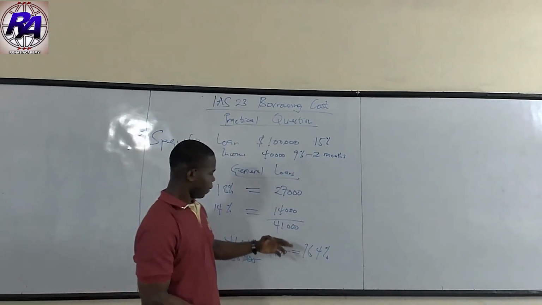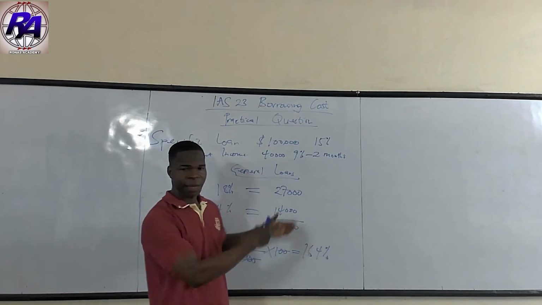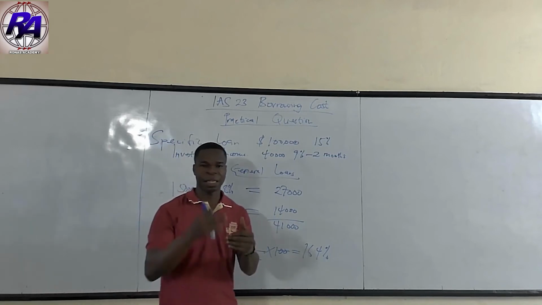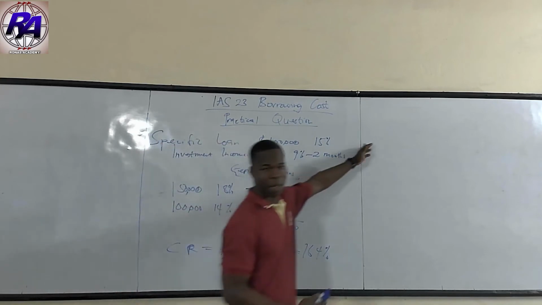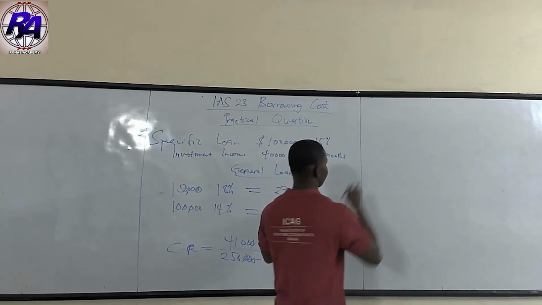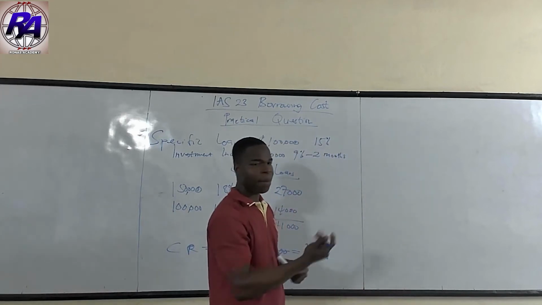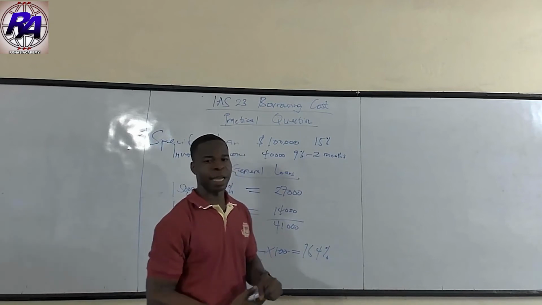Right, so getting the 16.4% as the capitalization rate, what amount are we going to capitalize as borrowing cost in the books of PLC Limited? Now let's do our computation from here. From the specific loans, before we start, how much was actually gained from the investment that we made on a specific loan?